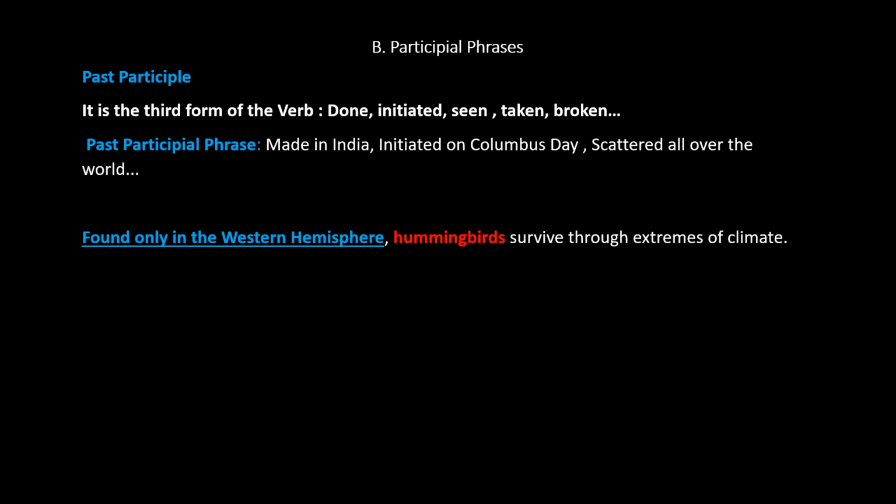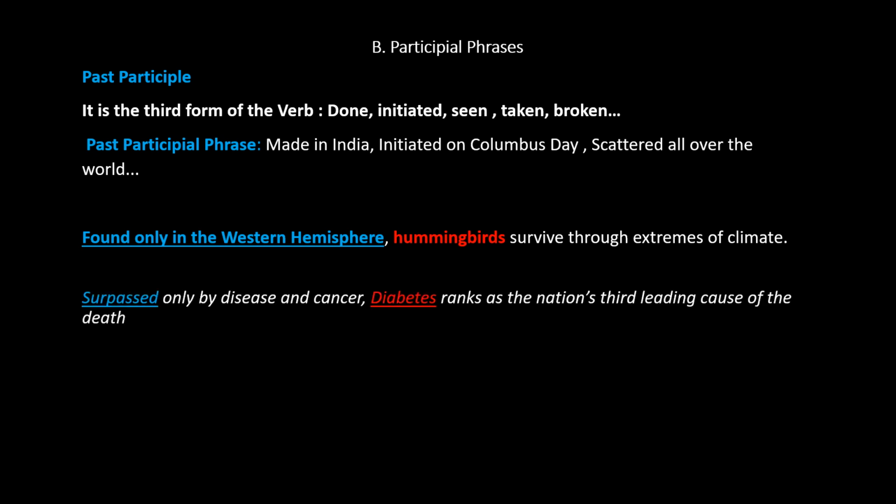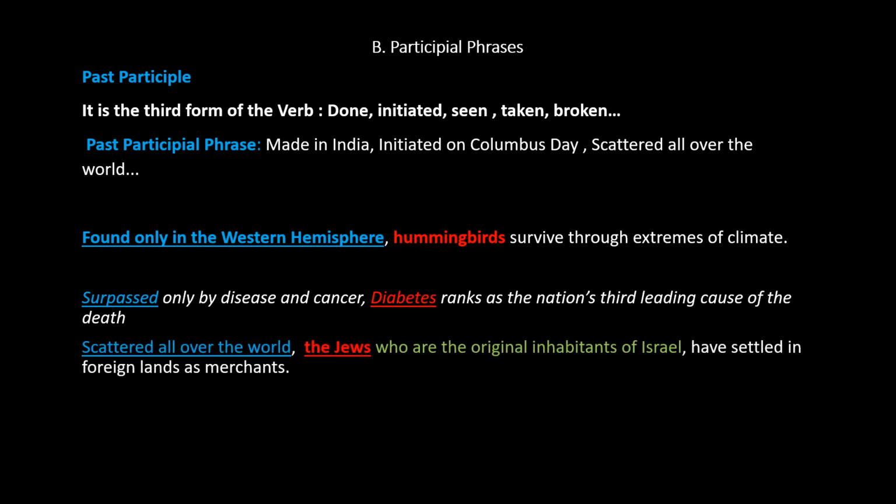Look at this sentence. In this sentence, we notice two modifiers that surround the subject. The first modifier is a past participial phrase, that is, scattered all over the world. And the second modifier is a relative clause, that is, who are the original inhabitants of Israel. Two modifiers, namely a past participial phrase and a relative clause, modify the subject, the Jews.